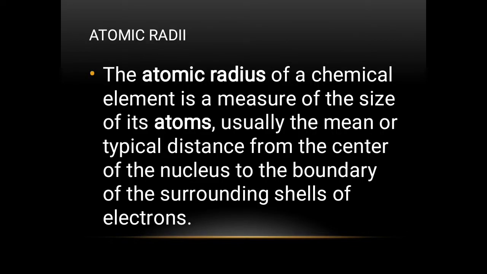The atomic radius of a chemical element is a measure of the size of its atom, which is usually the mean or average or typical distance from the center of the nucleus to the boundary of the surrounding shells of electrons. Roughly, if I say the size of the atom, like the radius of a circle, it means how far its boundary is from its center. Similarly, if we assume that the atom is a sphere, its radius will be the distance from its center to its outermost boundary.